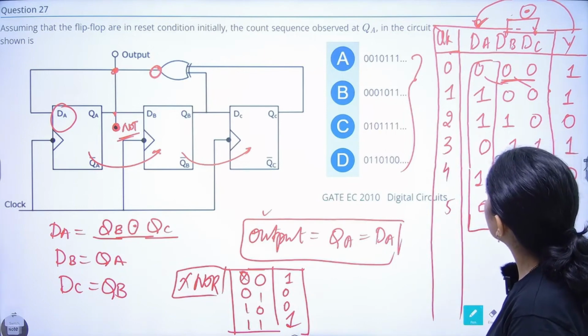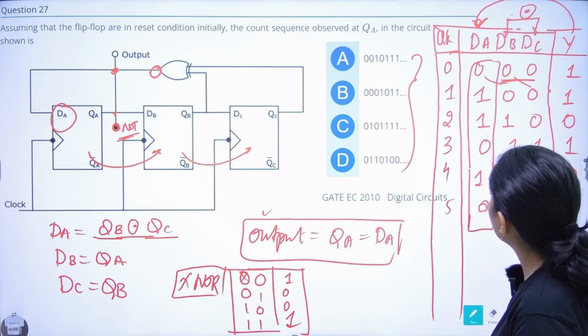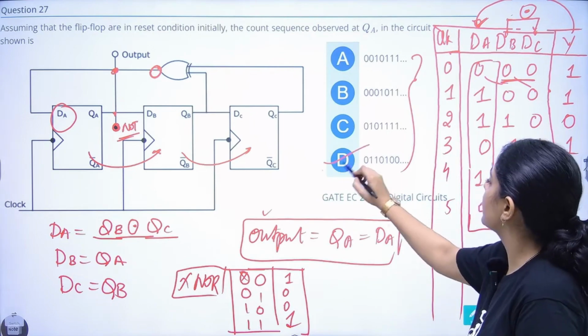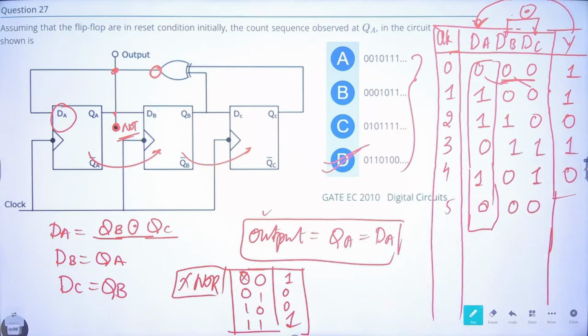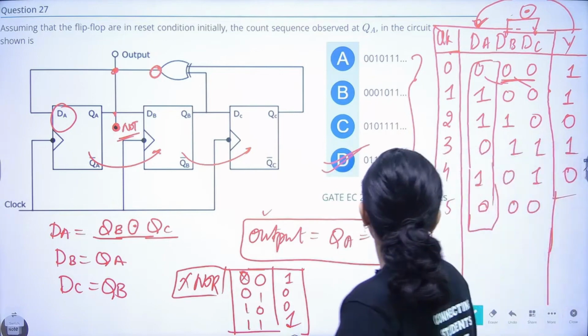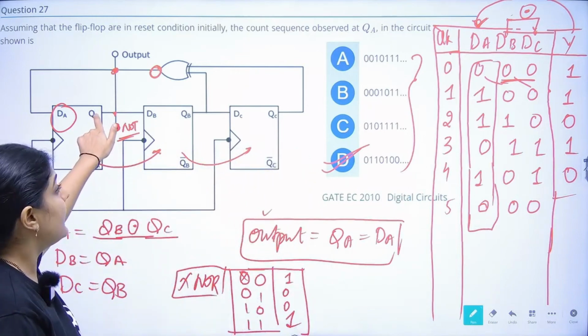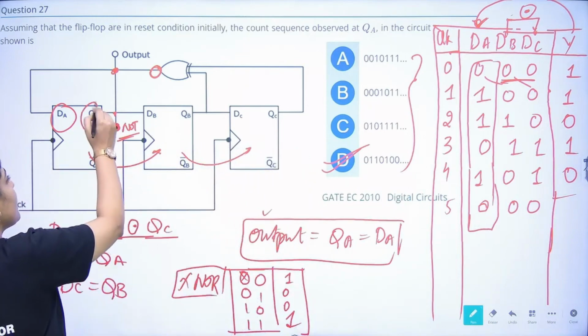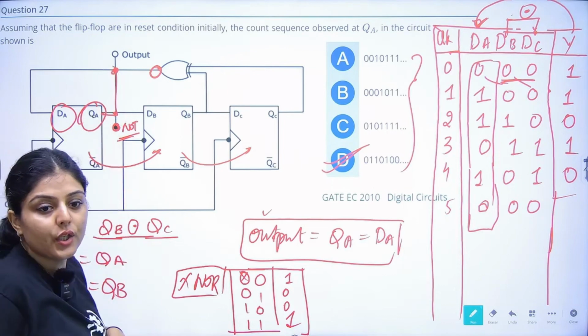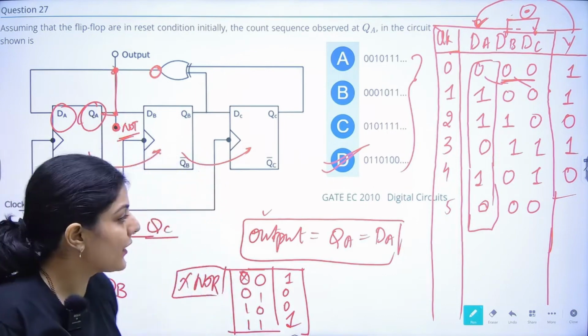So which option is correct? 0 1 1 0 1 0. So this is your correct option, right? We have to observe the sequence for DA. This is your DA, or you can say observe the sequence for QA. This is your QA only. Great.